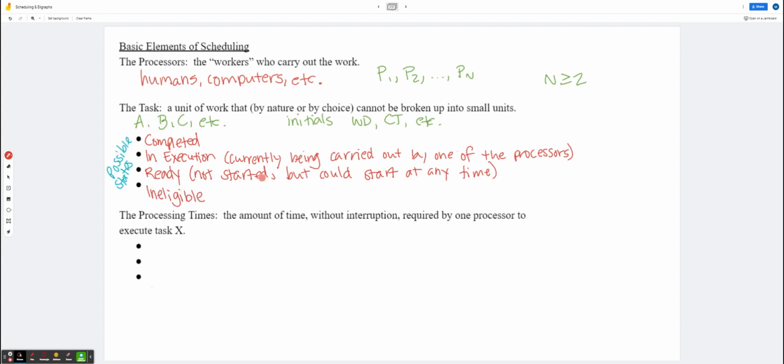That means that this task cannot be started yet because some other task that has to happen first has not happened yet. So if one of your chores is to do the dishes after dinner, but you haven't finished cooking dinner, then doing the dishes and cleaning up after dinner is an ineligible task because you haven't finished cooking and eating dinner, and those have to happen first.